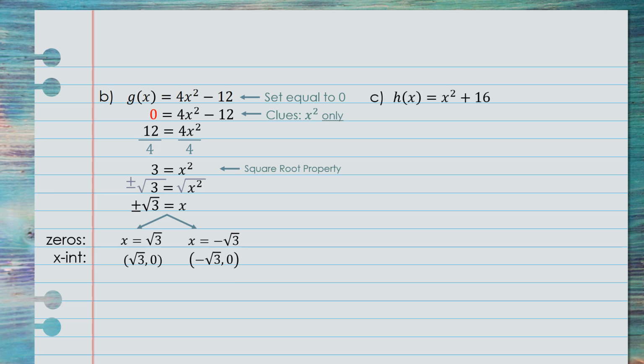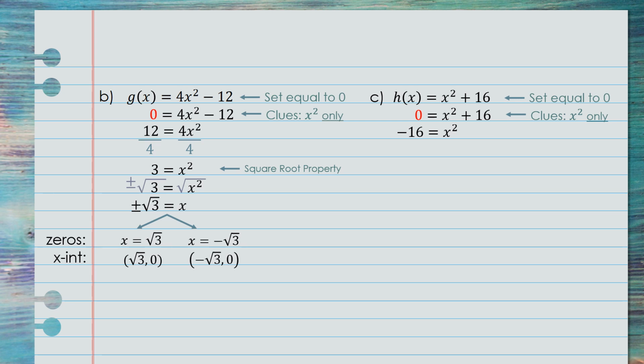For C, we have h of x equals x squared plus 16. Again, since we're being asked to find zeros, we set the function equal to 0, which means we now have 0 equals x squared plus 16. Looking at the equation, we look for clues. Notice we only have x squared, which means we need to isolate it. In order to do that, we need to subtract 16 on both sides. That gives us negative 16 equals x squared.